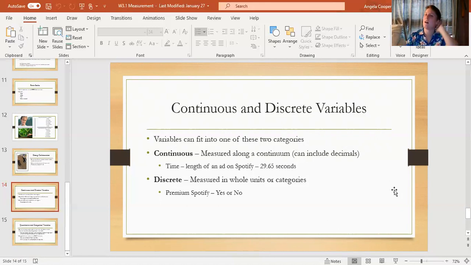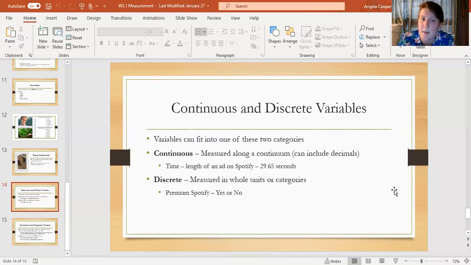There's the possibility of it not being right on the dot when you use a stopwatch to measure the length of an ad or a song or something like that. That would be an example of a continuous variable. It's along a continuum. There is space between 29 seconds and 30 seconds, and it's those milliseconds in between. You can stop your stopwatch and hit a decimal when you measure the length of time of an ad or of a song or what have you. So that's just an example of a continuous variable.